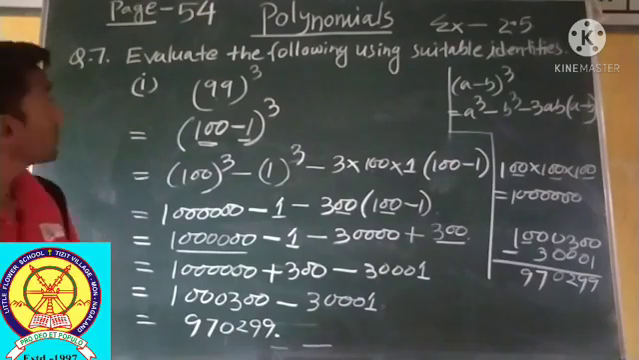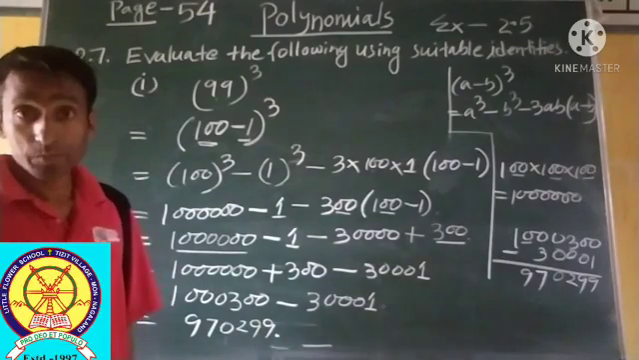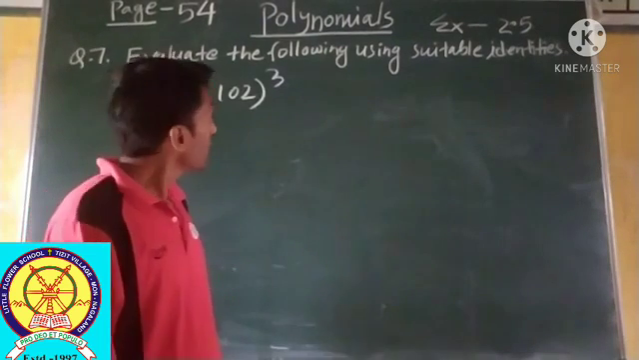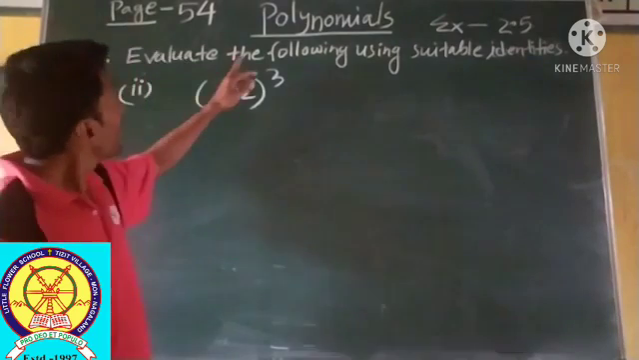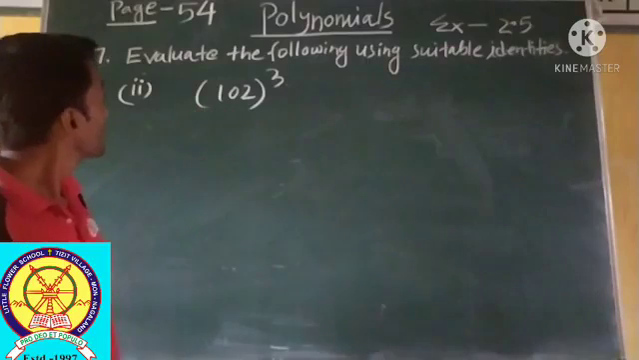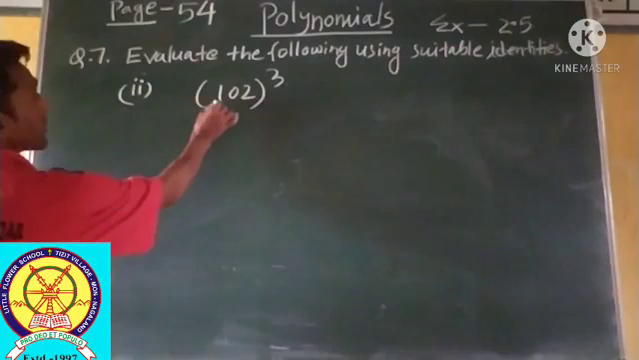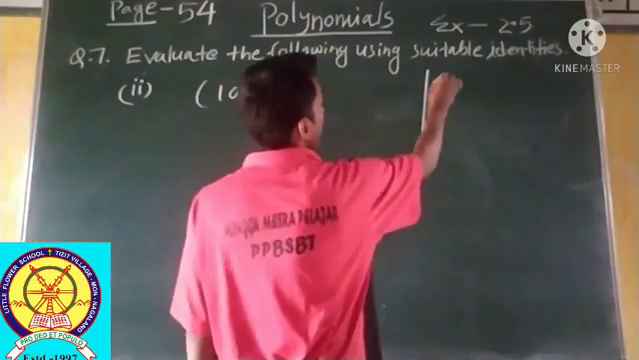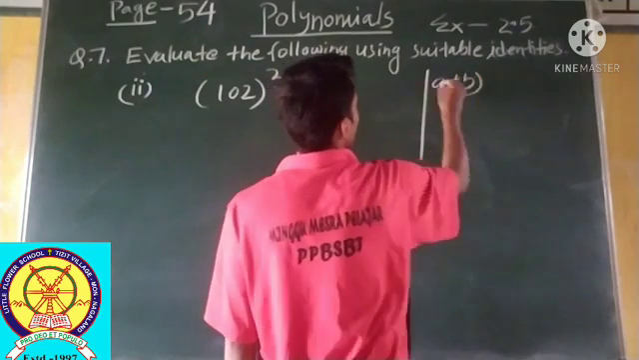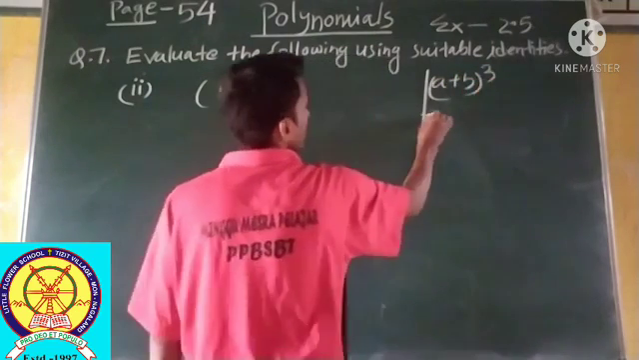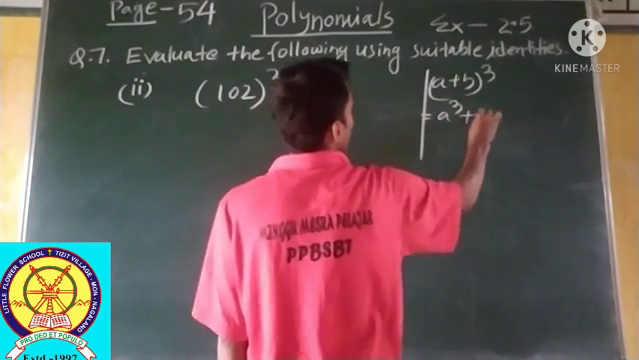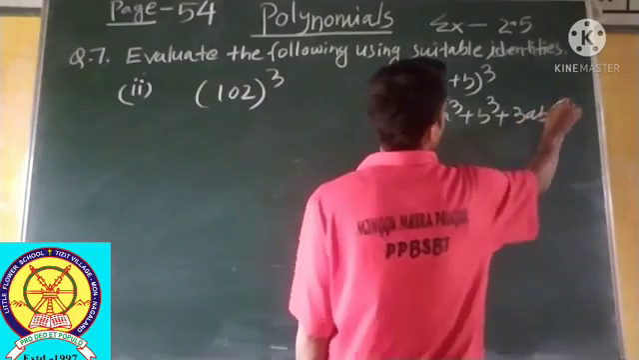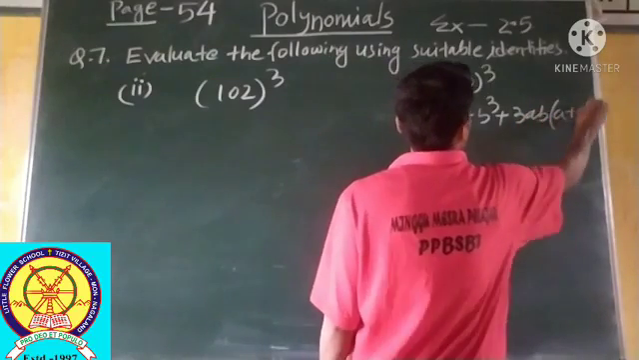So next we will go to the next question. Now we will learn question number 2. What is your question? 102 whole cube. So here you have to apply the formula (a plus b) whole cube is a cube plus b cube plus 3 into a into b into (a plus b).